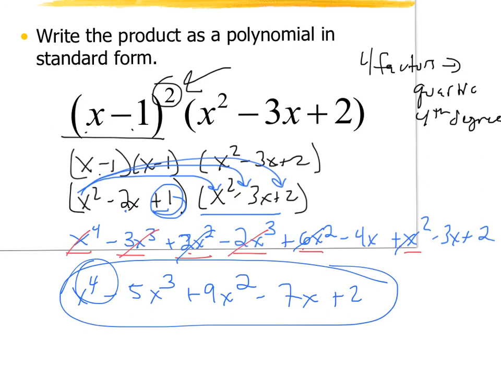And that's how we write a product. So we're just foiling. We have to do it multiple times now that we're dealing with something that has more than just 2 factors.